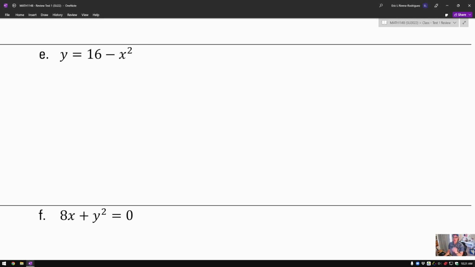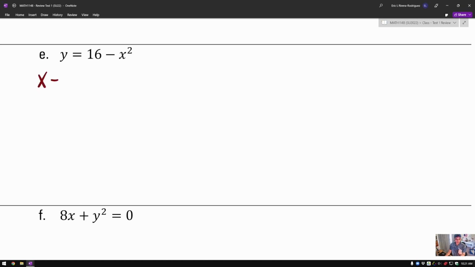And this is what I want you to do on the test. The instruction I'm going to tell you is: test for symmetry for all the types of symmetry. Symmetry with respect to the x-axis, symmetry with respect to the y-axis, and symmetry with respect to the origin. First, let's start with symmetry with respect to the x-axis.